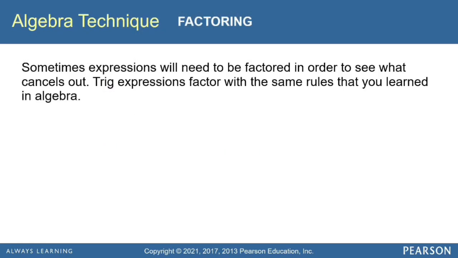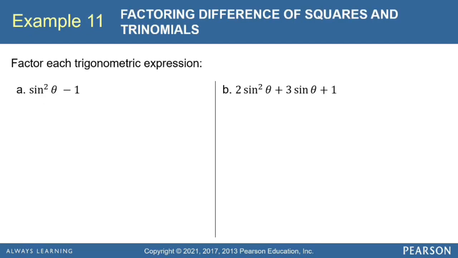Now here's another algebra technique. Sometimes expressions will need to be factored in order to see what cancels out. Trig expressions will factor with the same rules that you learned in algebra. So here in example 11, we're going to practice just a little bit of factoring. It says factor each trigonometric expression. In part A, we have sine squared theta minus 1. Now, if you remember from algebra how to factor a difference of squares, this should look familiar to you.